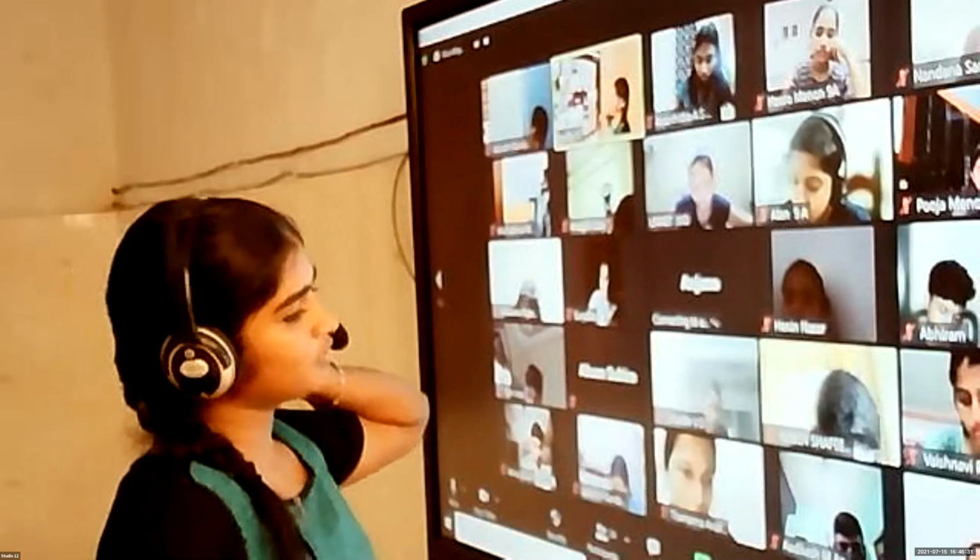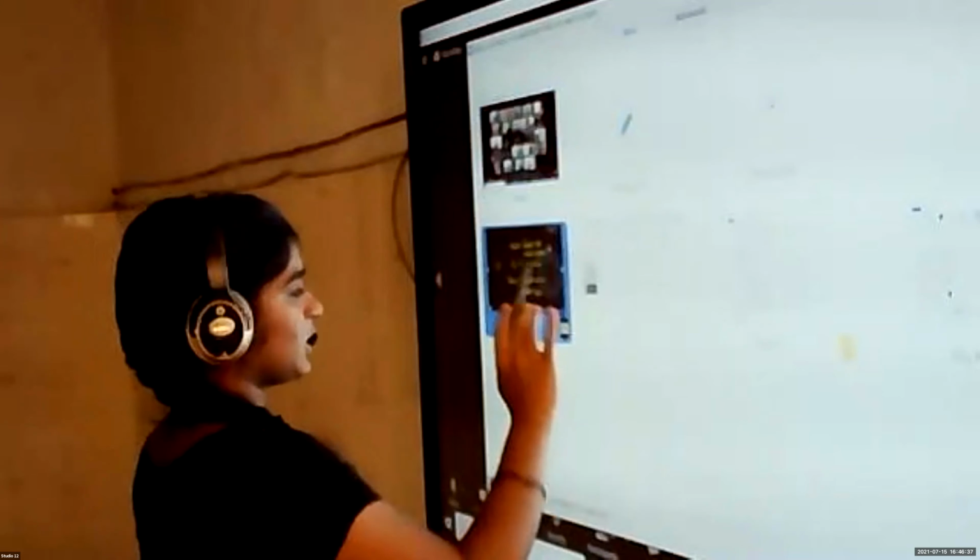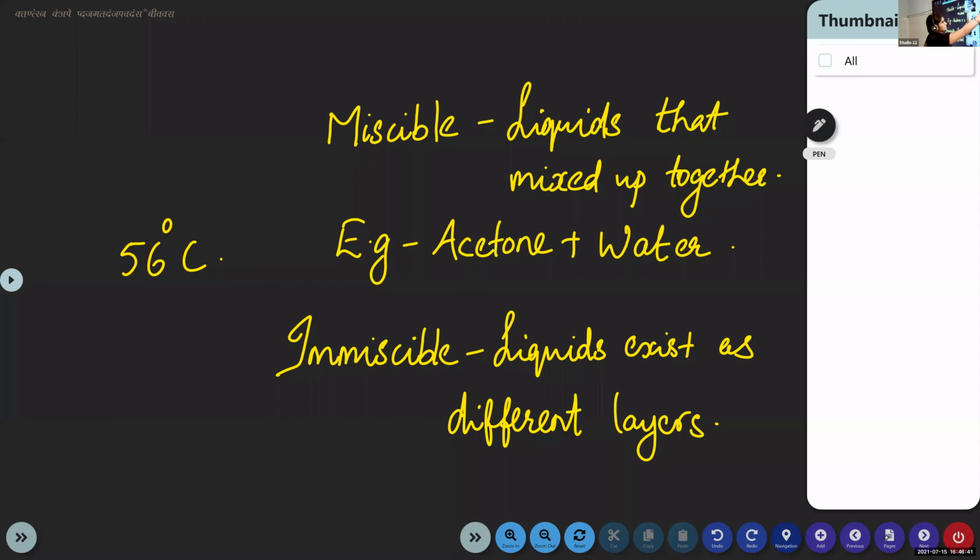So what's the name of this method? Distillation. Yes, it's known as distillation. Then I will show the slide. Just wait.